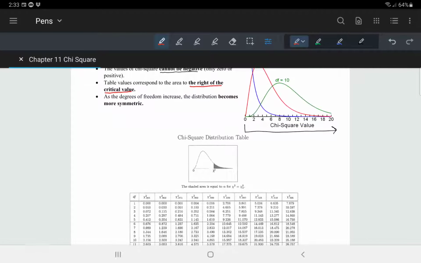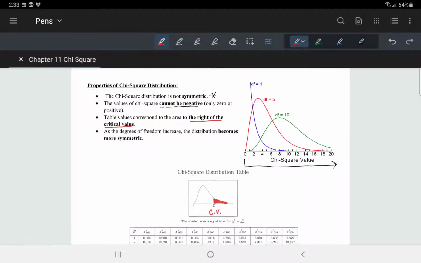So what would that mean? If you come down here and look at our graph, you will see that this portion of it is shaded. This is chi-squared. This is our critical value. So when we look at the table, we need to make sure that we're looking for area to the right when we're looking for our critical values.